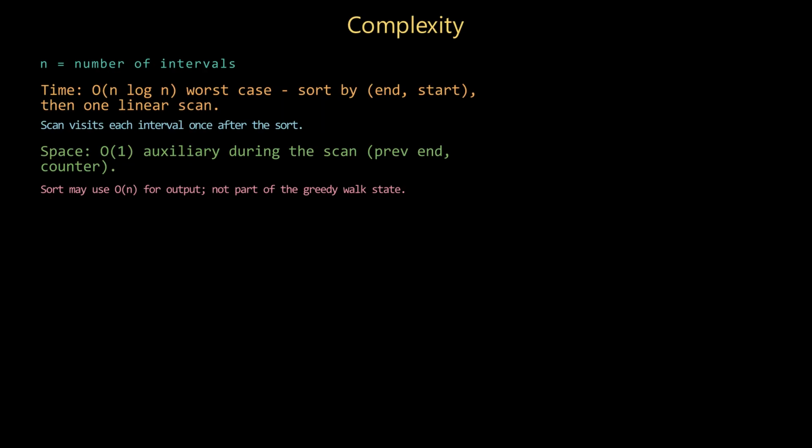N is the number of intervals. Time is O(n log n) worst case, sorting by end then start, plus 1 linear scan over n rows. Space is O(1) extra during that scan, only previous end and a removal counter besides the sorted list.